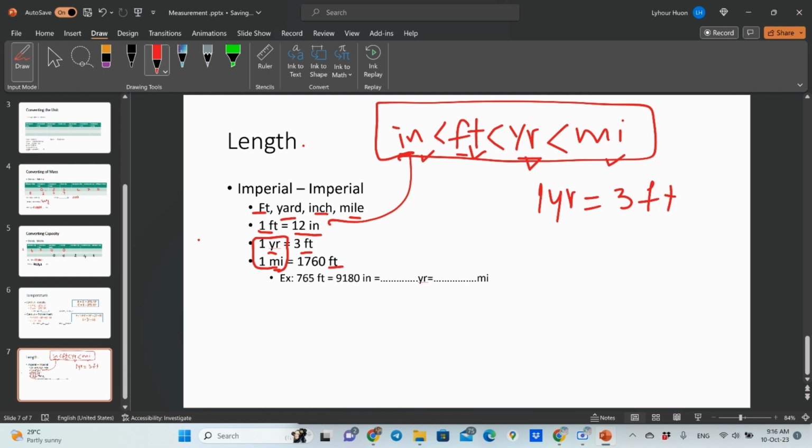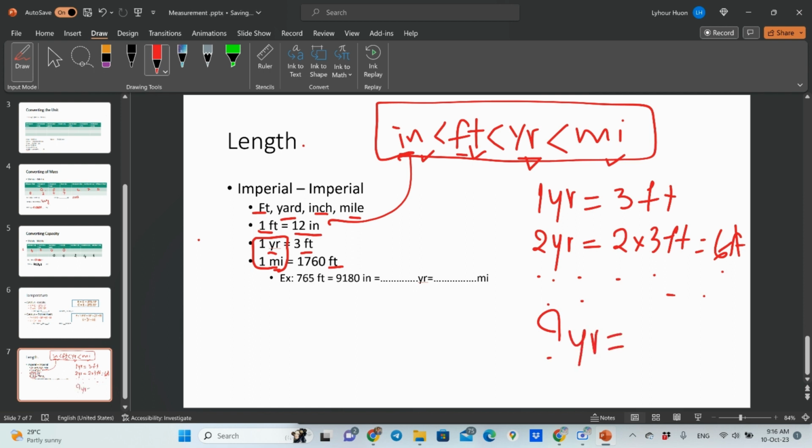1 yard is 3 feet. 2 yards equal to 6 feet, which is 2 times 3, correct? 2 times 3 feet equal to 6 feet, and so on. But what we want to know is how many yards equal 765 feet. So from here we multiply in order to find the smaller.